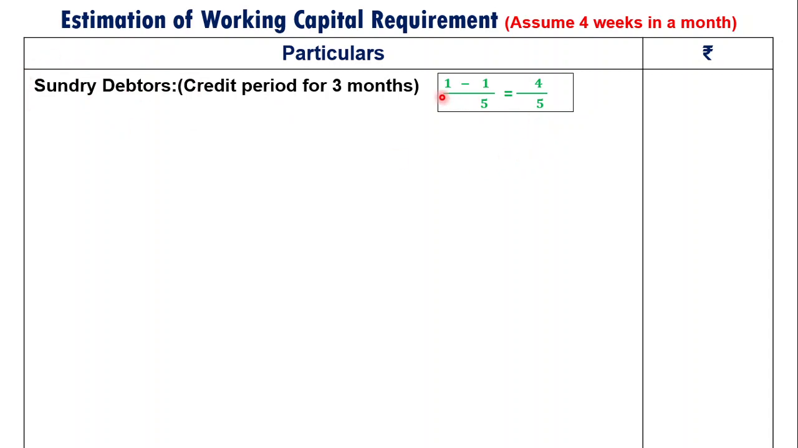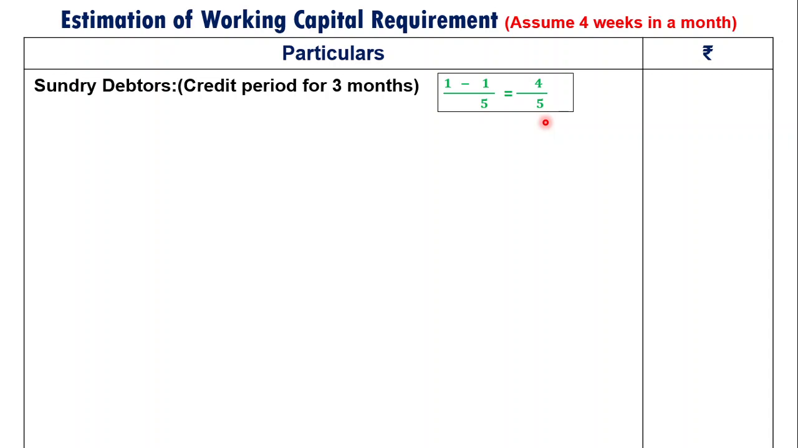So that's why 1 minus 20%, in the sense 20 divided by 100, that is 20 ones are 20, 20 fives are 100. So 1 minus 1 by 5 is considered, which is equal to 4 by 5. If we simplify this, then it is 4 divided by 5.